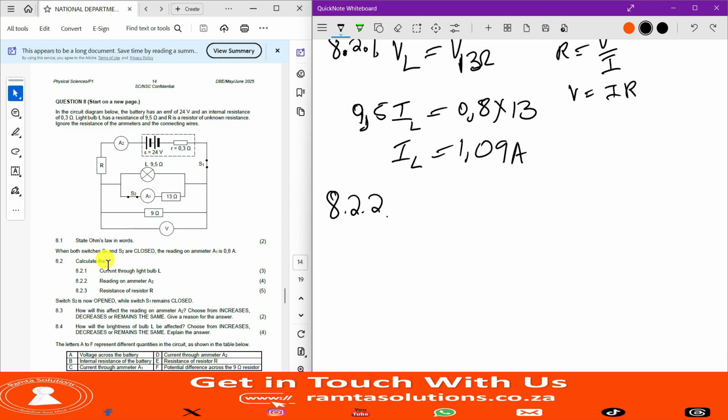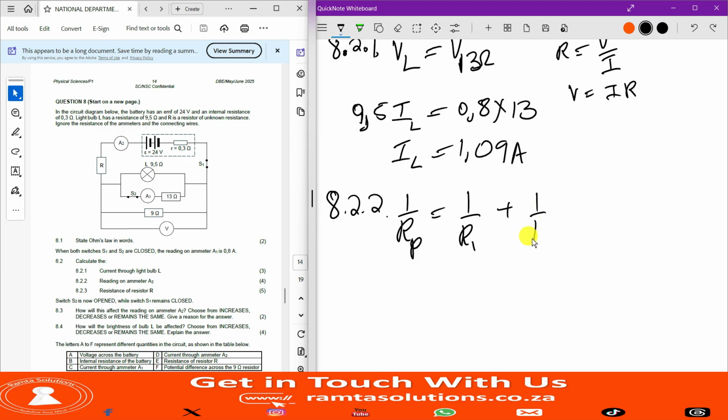So what we can do now is this. Let's try to find the potential difference of these guys first, and then we will also need another one of this guy. But for now, let's find the potential difference of these guys. We will need to find this R sub P. So 1 over R sub P equals 1 over R sub 1 plus 1 over R sub 2, which is 1 over 9.5 plus 1 over 13. So what is this becoming? Oh boy, this is messy.